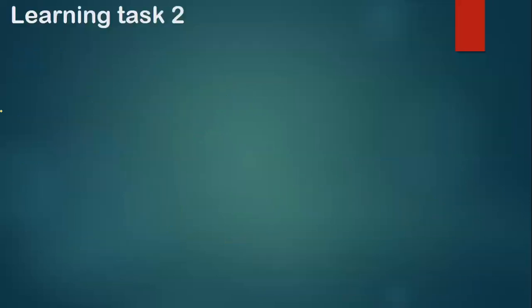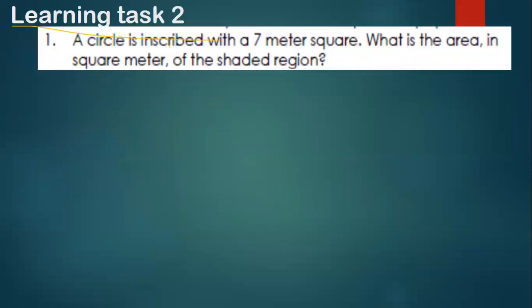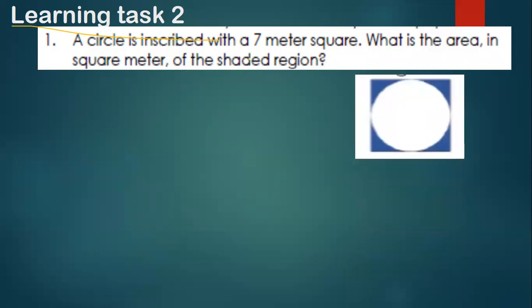Now, learning task 2 tayo. So, problem ulit. The problem is a circle is inscribed with a 7-meter square. What is the area in square meter of the shaded region? Tingnan natin tong illustration. So meron tayong 7-meter square dyan, na meron siyang nakalagay na bilog sa loob, circle. Tinatanong, ano ang area in square meter ng shaded region?